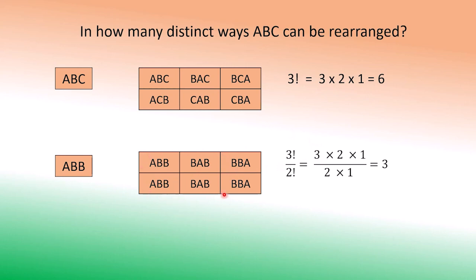That really comes down to this. 6 ways, but these 2 can only be done 1 way now. BC and CB won't matter. So we divide by 2 factorial. So that will be 3. That's the logic we're going to use in this.